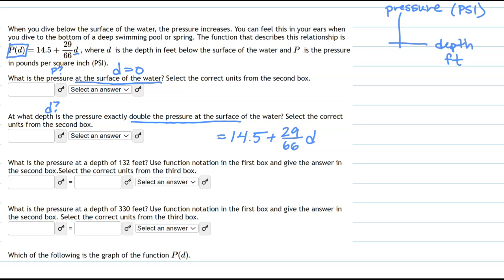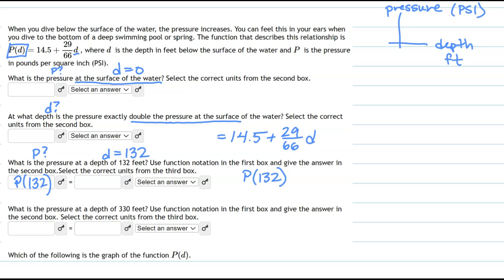So we are saying that D is 132, and we want to find P. So what is P? And they're asking you to really use your function notation here. So we're saying plug 132 in for D. So that's your function notation. And then you'll actually have to plug that 132 in for D on the other side and do that calculation. But use function notation in the first box, that's what should go in the first box. P of 132 is whatever you get. And then since you're getting a pressure, your unit should be PSI.